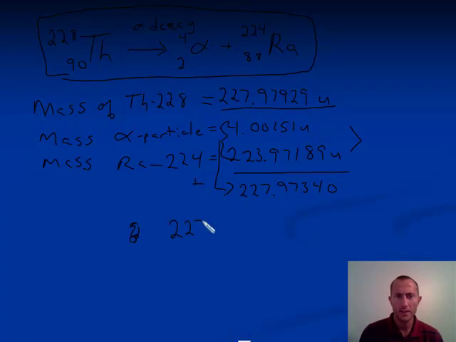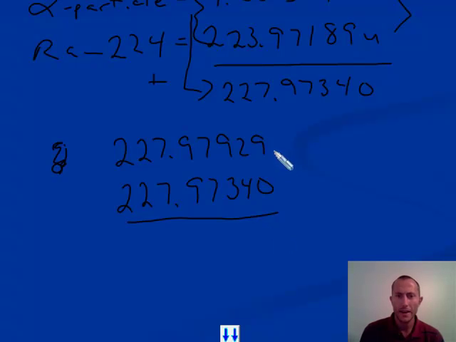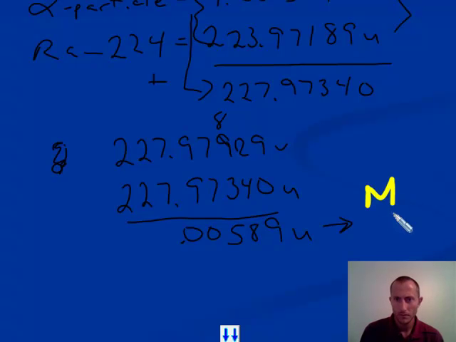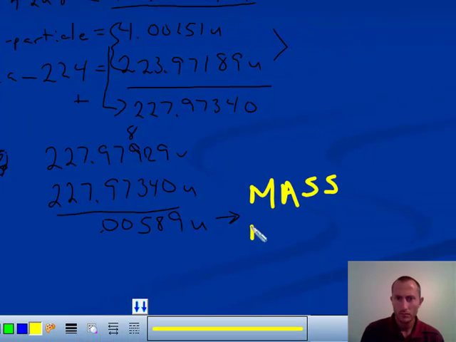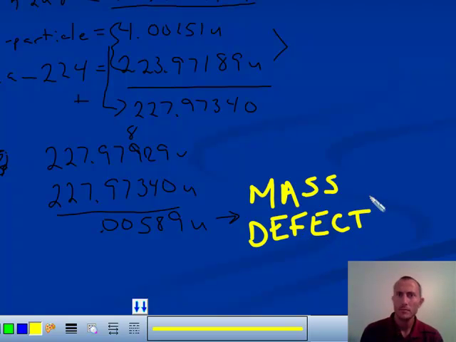And so 227.97929, which again is the mass of the original thorium-228, minus the mass of the 2 products added together, which is 227.97340. And so the mass difference we get is going to be 0.00589 atomic mass units. This is the mass defect. Okay. So that's the actual mass that's lost.